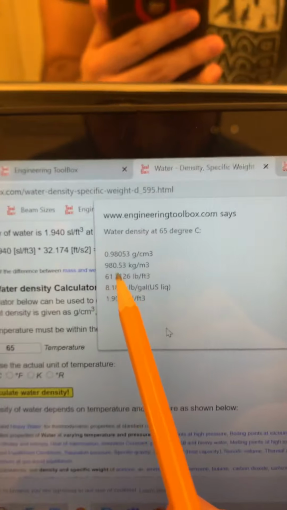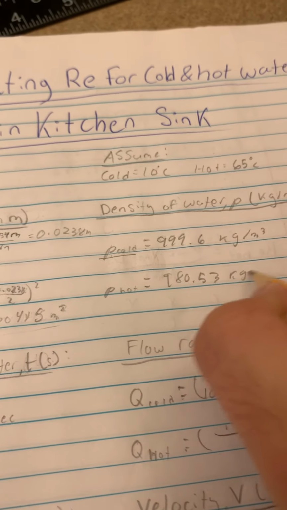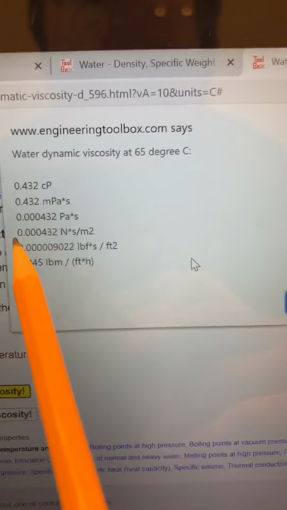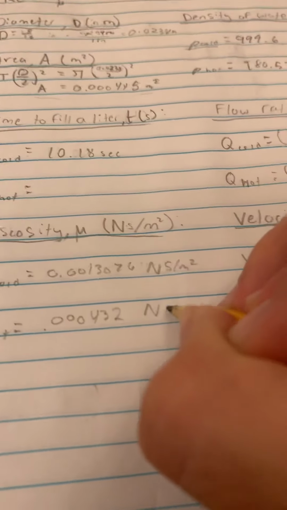The water density at 65 degrees Celsius is going to be 980.53 kilograms per meter cubed. And then the viscosity at 65 degrees Celsius, the dynamic viscosity to be specific, is 0.000432 newton seconds per meter squared.